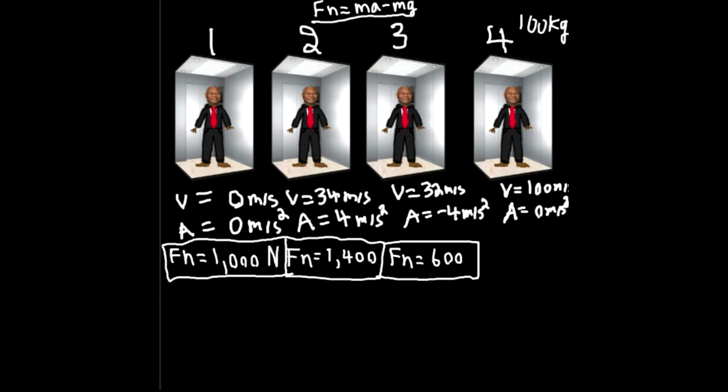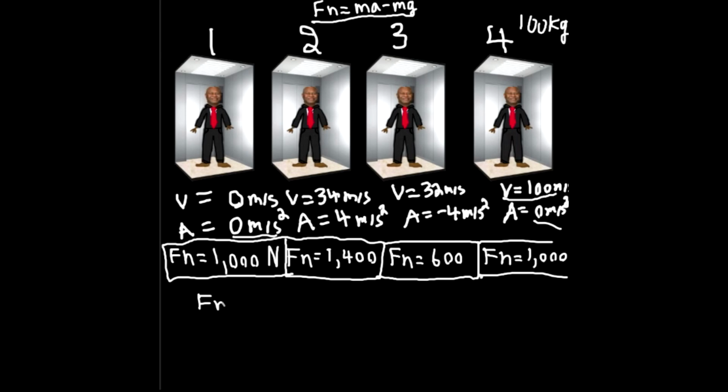Alright, finally, the last elevator is a lot similar to the first one, because as we've said before in the normal force calculations, the velocity has no effect on what the normal force is. So since elevator number 1 and elevator number 4 have the same acceleration, 0 meters per second squared, we can assume that the normal force is also 1000 newtons. And just in case though, we're going to do the math to prove it.